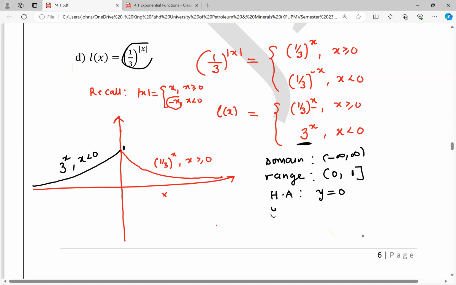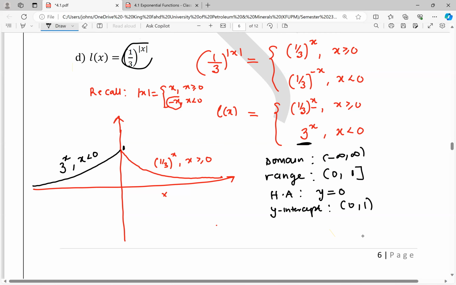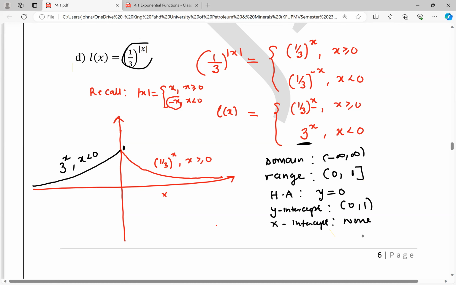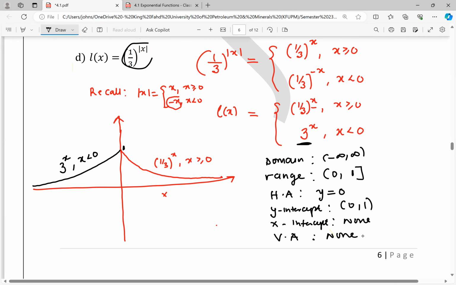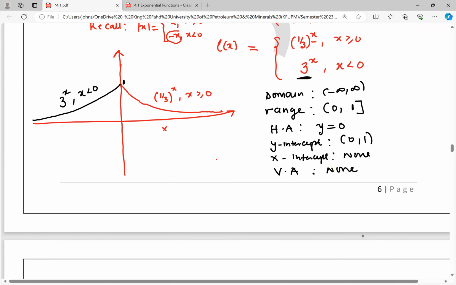And you can talk about the y-intercept, which is 1. And then x-intercept, there is none. And also vertical asymptote is none. So let's move to the next question.